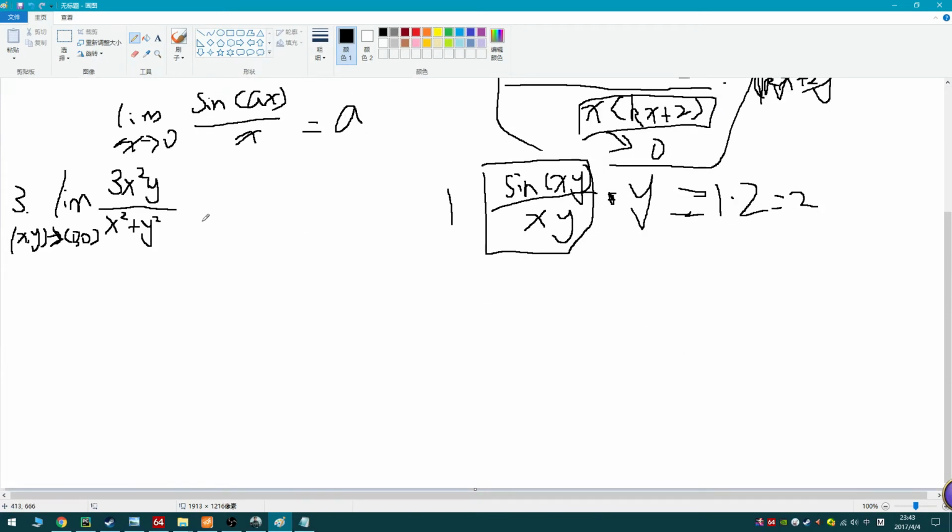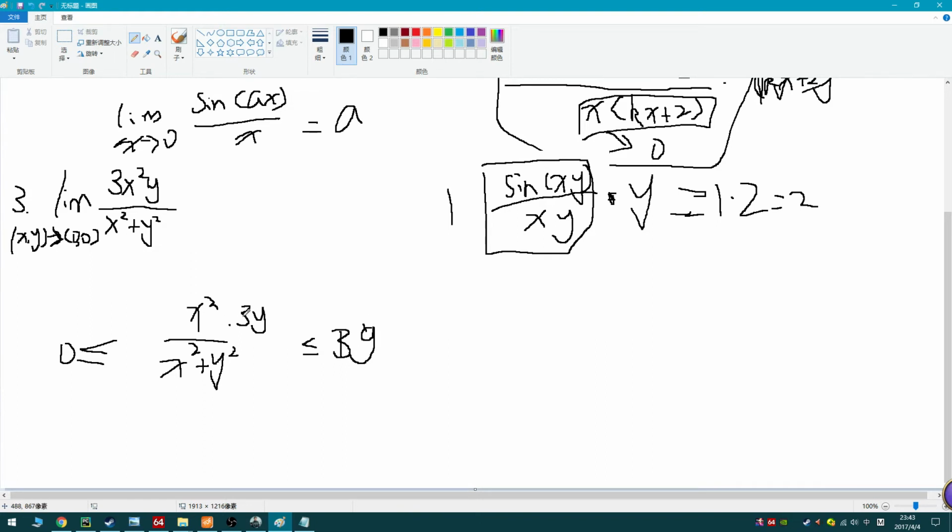Okay, let's talk about the last one. We talked about this in class using the Squeeze Theorem, because we have x squared divided by x squared plus y squared, which is smaller than 1, right? And greater than or equal to 0, of course. So if we multiply by 3y, that gives you 3y.